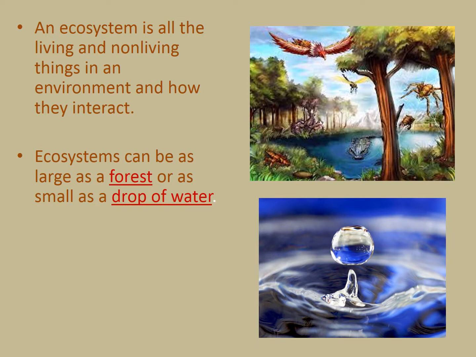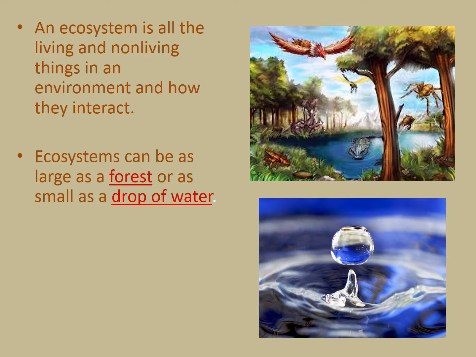An ecosystem is all the living and non-living things in an environment and how they interact. So that definition is going to be important to keep in mind throughout this unit, and you do need to write it in your notes. So let's listen one more time. An ecosystem is all the living and non-living things in an environment and how they interact.